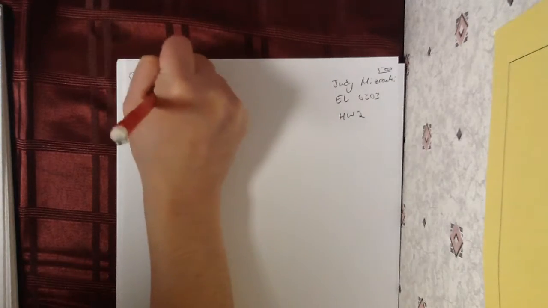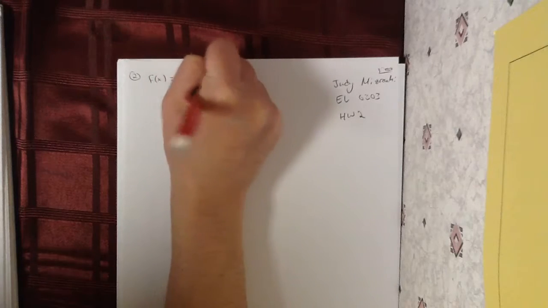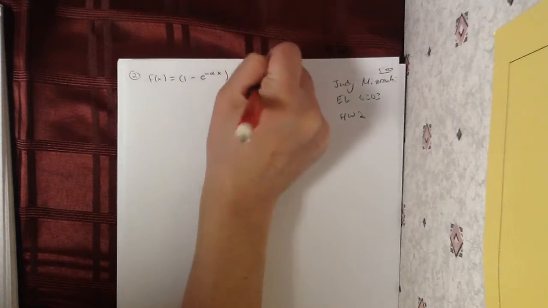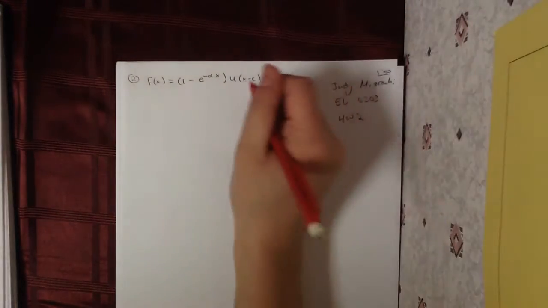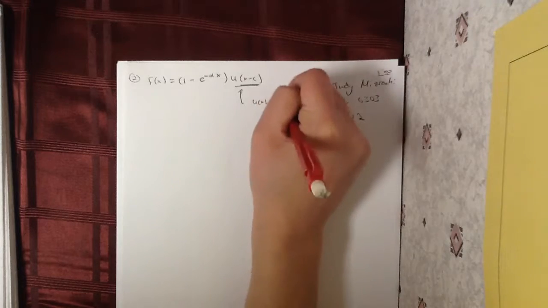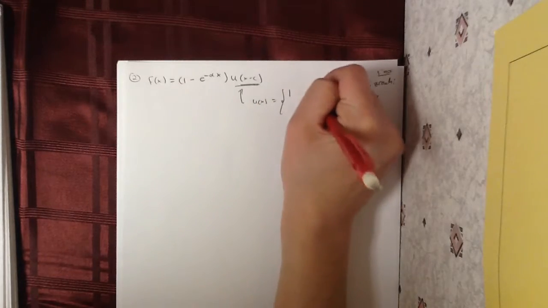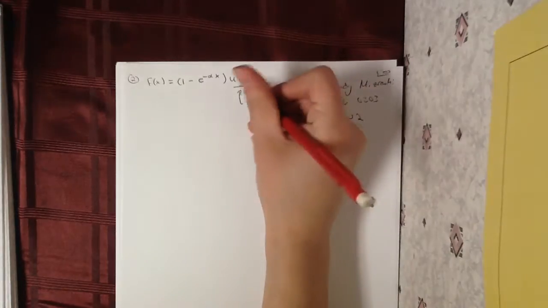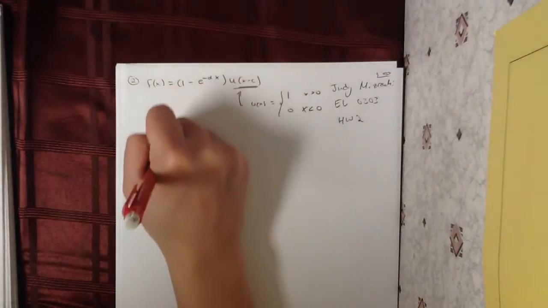So the first one, number 2, tells us to draw f of x equals 1 minus e to the minus alpha x times u of x minus c. This is actually pretty easy because u is just the unit step function, which is 1 when x is bigger than 0, and 0 when x is less than 0. That's u of x, so of course here it's x minus c. So if we want to draw it, that's pretty easy.